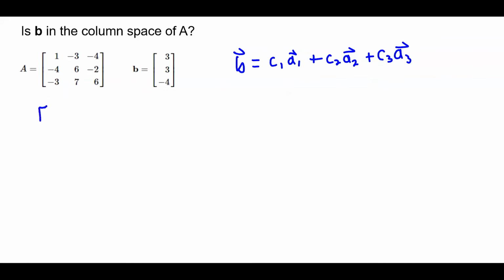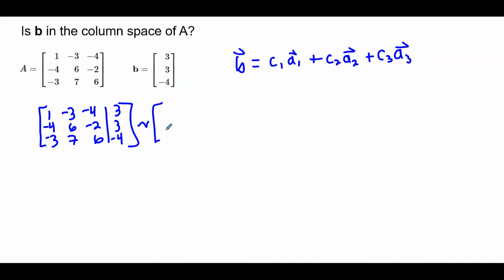So I just have to augment A with B, row reduce it, and see if the system has a solution. Don't really care what the solution is. We can find it pretty easily. We just want to know, is there a solution? So if you row reduce this, I used a calculator, and I got this.